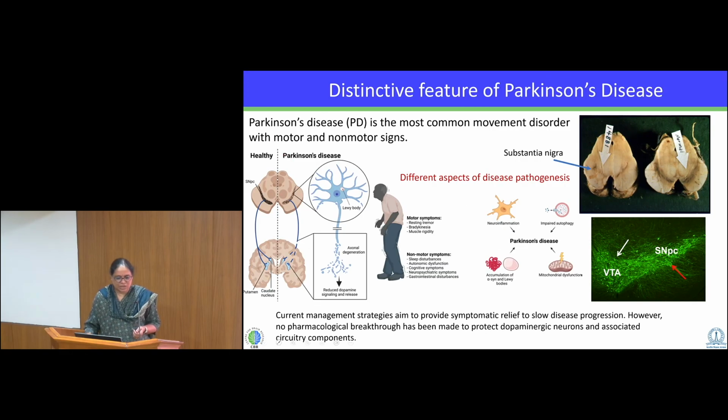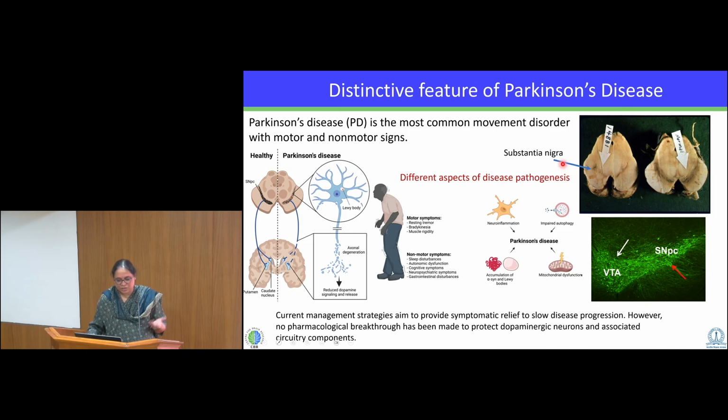If you look at the distinct features of neurodegenerative disorders, Parkinson's is the most common movement disorder, with motor as well as non-motor symptoms. The particular region affected in Parkinson's disease is the substantia nigra, and you see a degeneration of the substantia nigra in the postmortem tissues of PD patients.